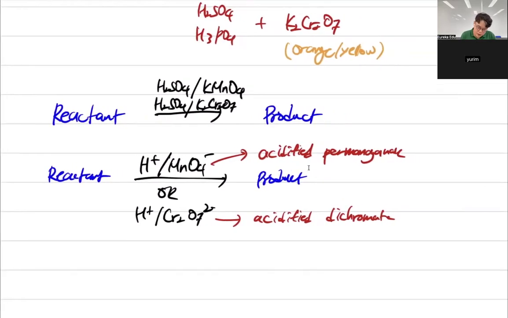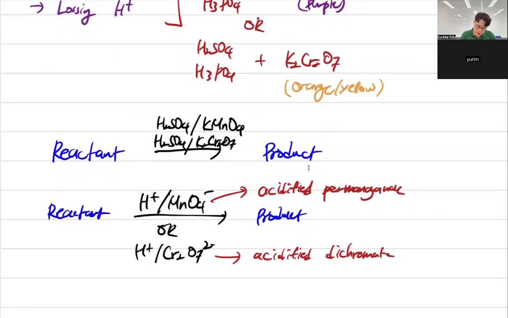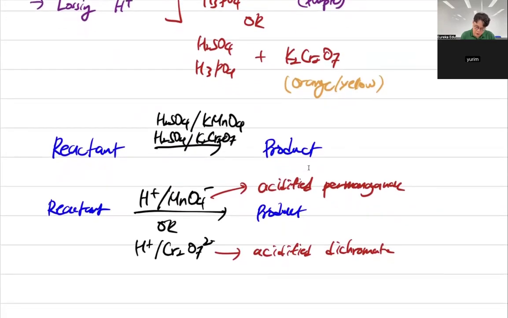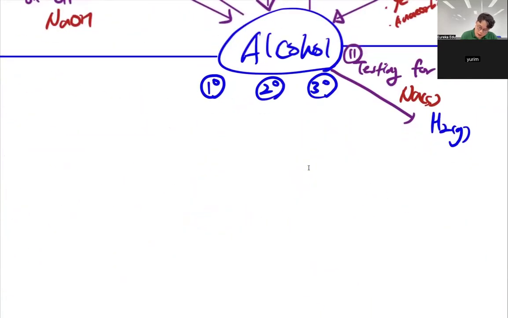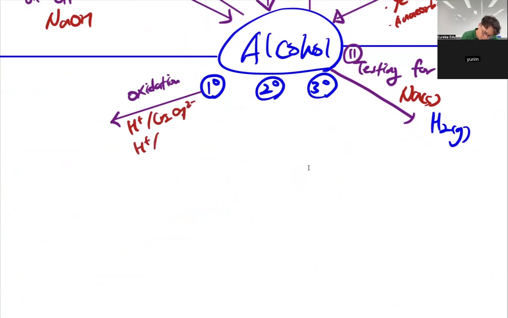So let's move on to the actual experiments we do. It's very important to understand and memorize them too. I showed the actual reactions of the primary and secondary alcohols. For the primary alcohol, I go in this order. When it goes through oxidation, we're using H+ Cr2O7 2-, or we use H+ MnO4-, like this.